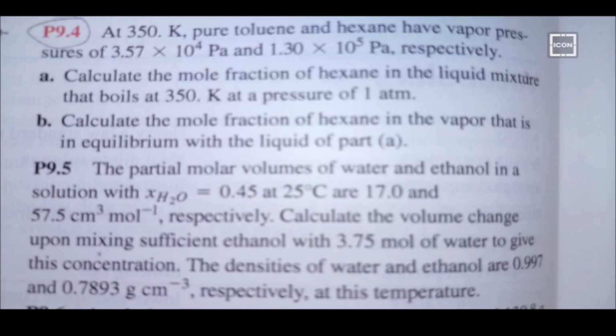Okay, problem 4. At 350 Kelvin, pure toluene and hexane have vapor pressures of 3.57 times 10 to the 4th pascals and 1.30 times 10 to the 5th pascals, respectively. For part A, calculate the mole fraction of hexane in the liquid mixture that boils at 350 Kelvin at a pressure of 1 atmosphere. And for part B, calculate the mole fraction of hexane in the vapor that is in equilibrium with the liquid of part A.